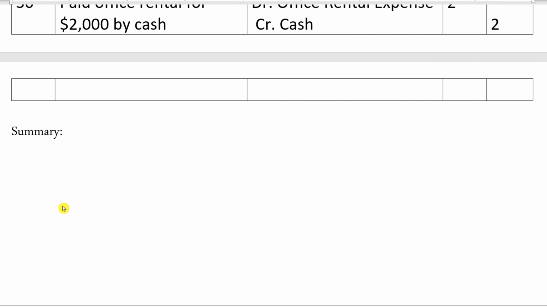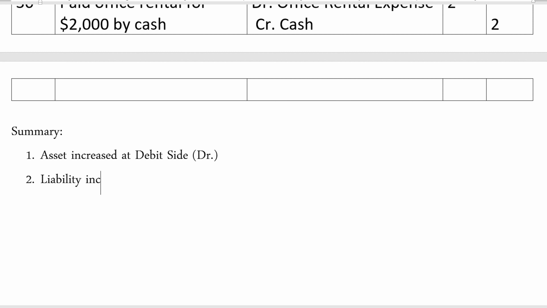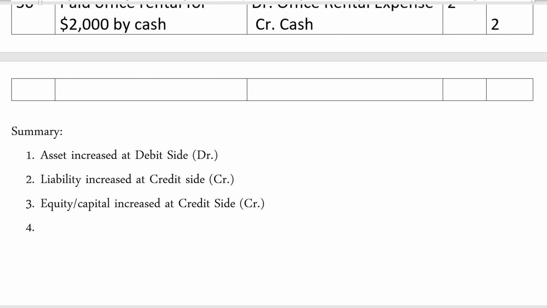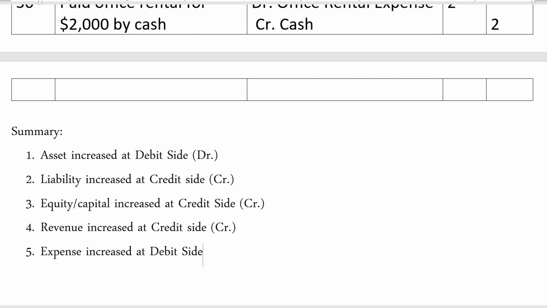So you must remember, first, asset increases at the debit side, or DR, and liability increases at the credit side, CR, and equity or capital increases at the credit side, CR. Revenue or sales increase at the credit side, and expense increases at the debit side, DR.